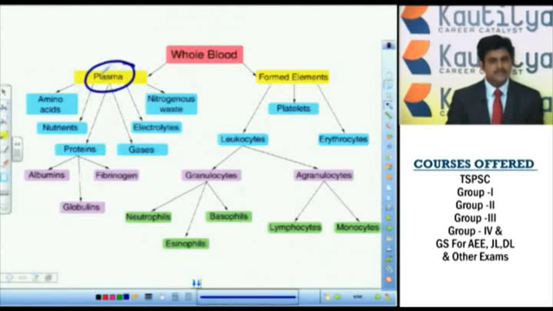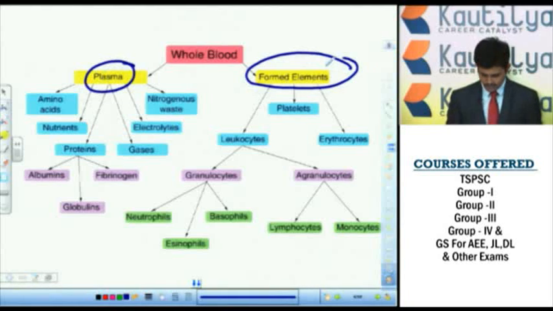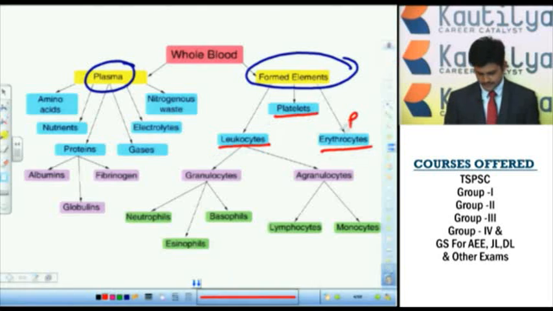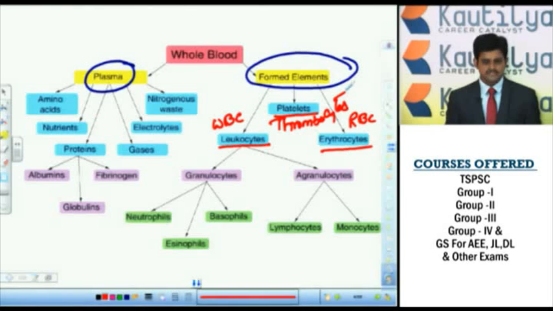plasma. It is the liquid part, and this liquid part has the solid parts dissolved in it. And what are the solid parts? Those solid parts are erythrocytes, leukocytes and platelets. Erythrocytes are commonly known as RBC, leukocytes are commonly known as WBC, and platelets are commonly known as thrombocytes. These are the solid cells dissolved in the liquid part, plasma.